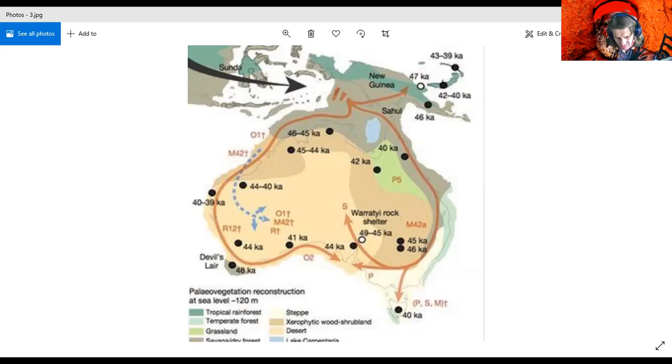And my notes, here we go. I've got to read this out. There's actually an archaeologist saying this: some modern humanoids, like the Aboriginals, left Africa, rapidly travelled across South and Southeast Asia into Australia, and then they entered Asia and Europe separately.